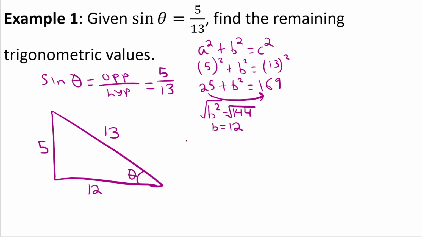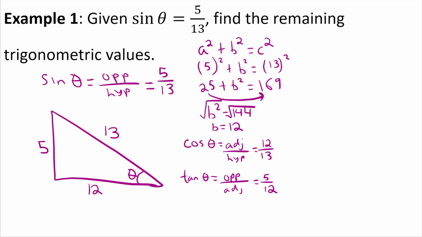Now, using this information, I know that 12 is my missing side. Now I can find cosine of theta, which in this case is going to be adjacent over hypotenuse. And that's going to give me 12 over 13. Then you have tangent of theta, which is opposite over adjacent. And that gives me 5 over 12.